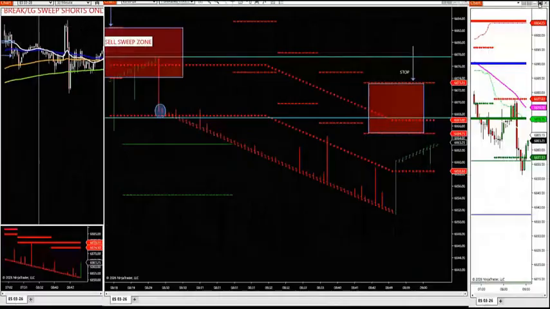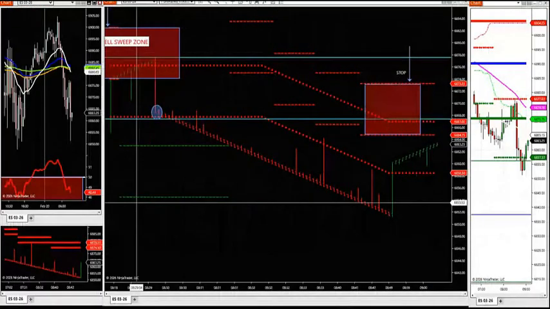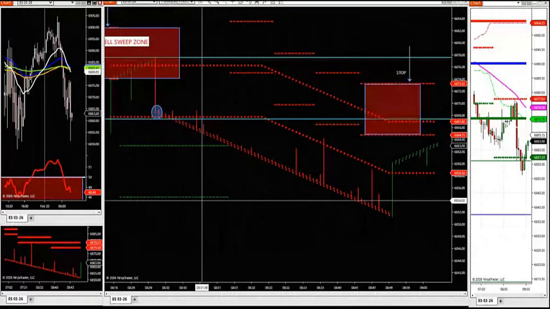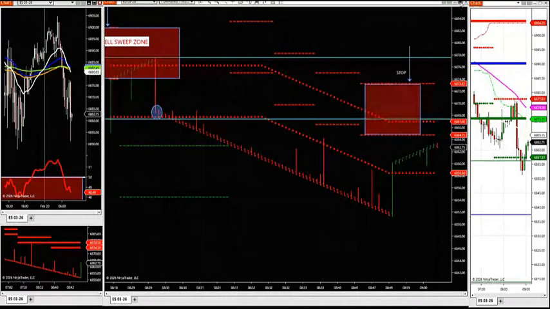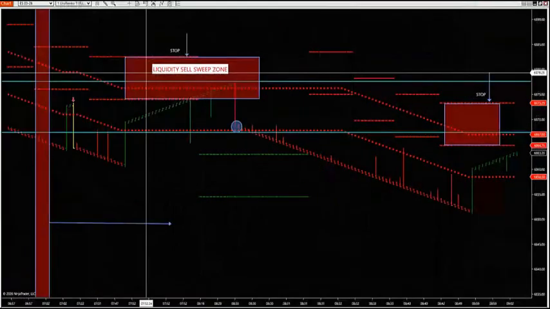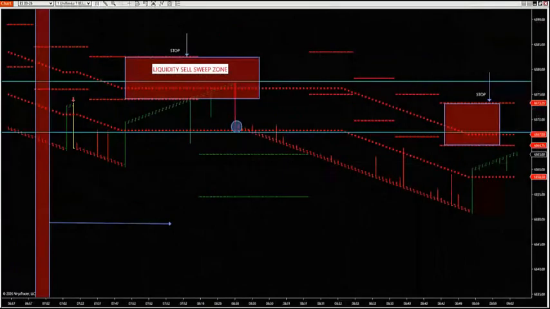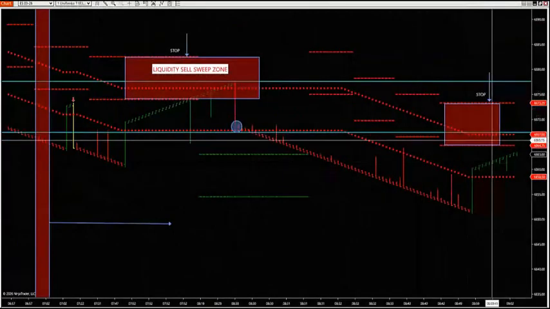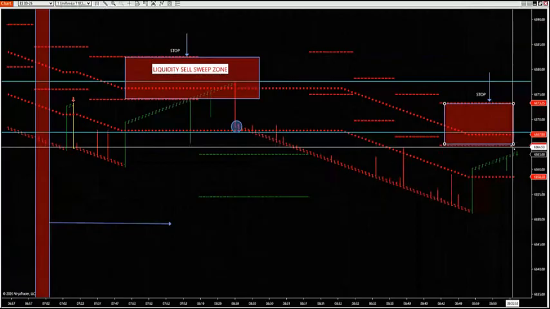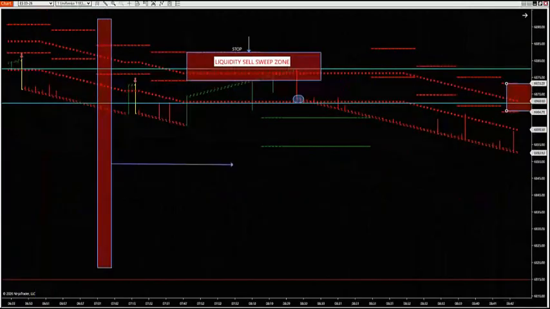So what we can do is see where these zones are, because these zones are important. We know that these zones are where price likes to reverse. Before I get into the entry technique, I'm going to show you another entry technique and where to place stops. So let's look at yesterday's price action.